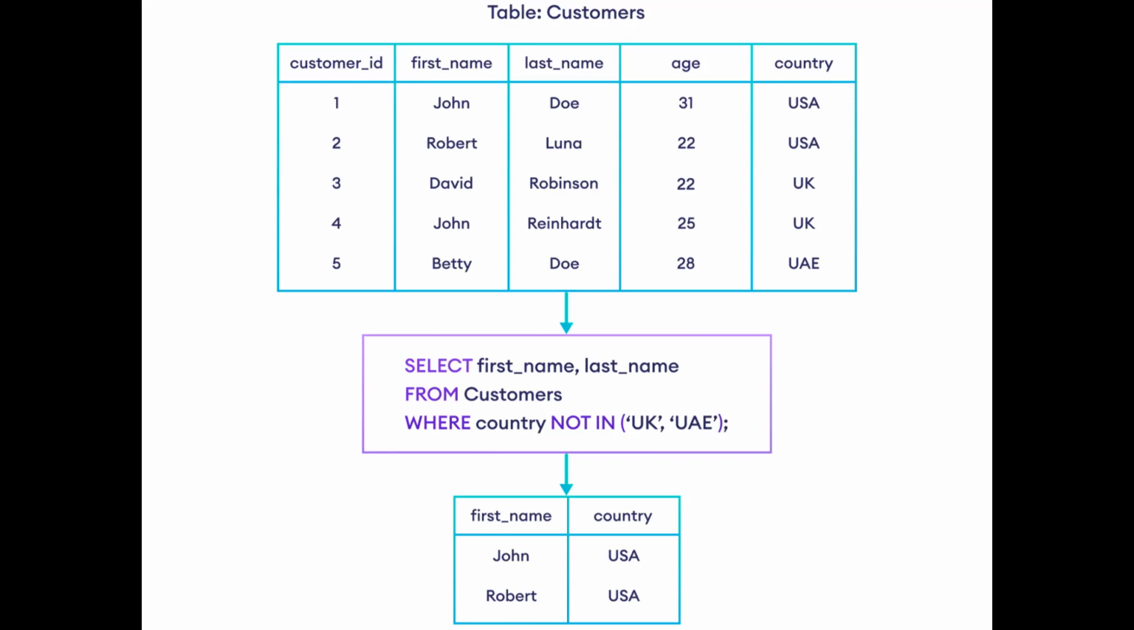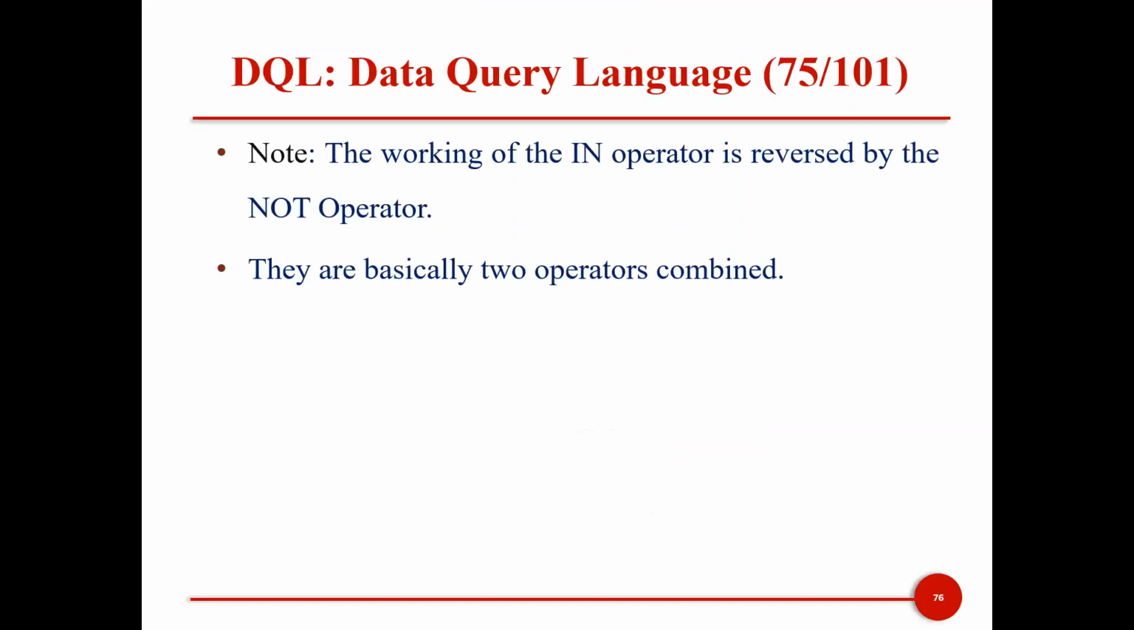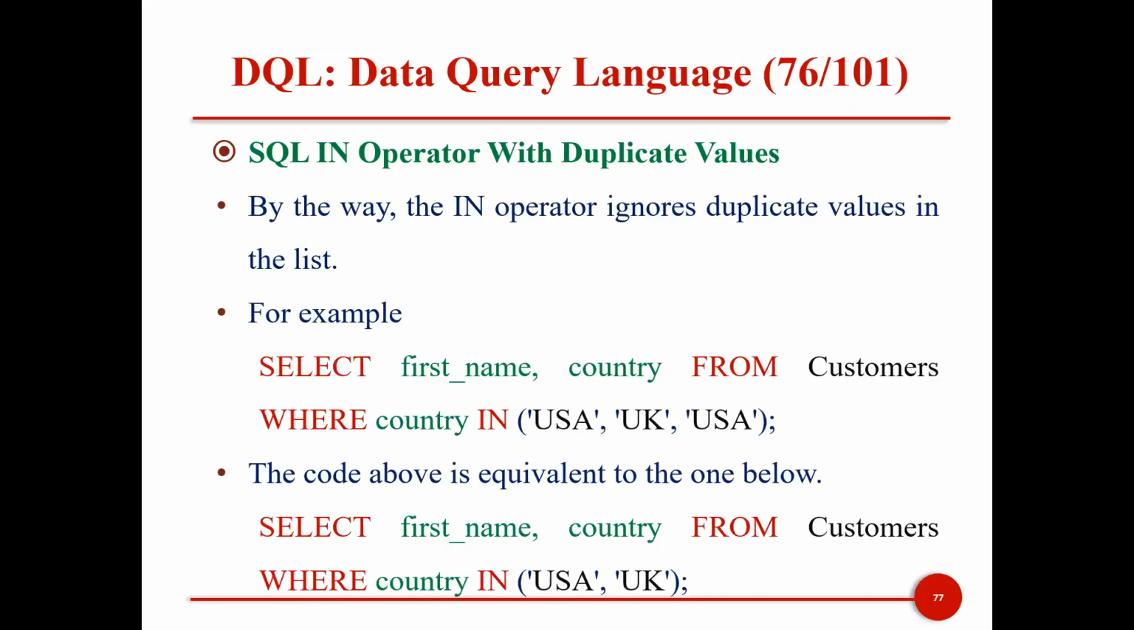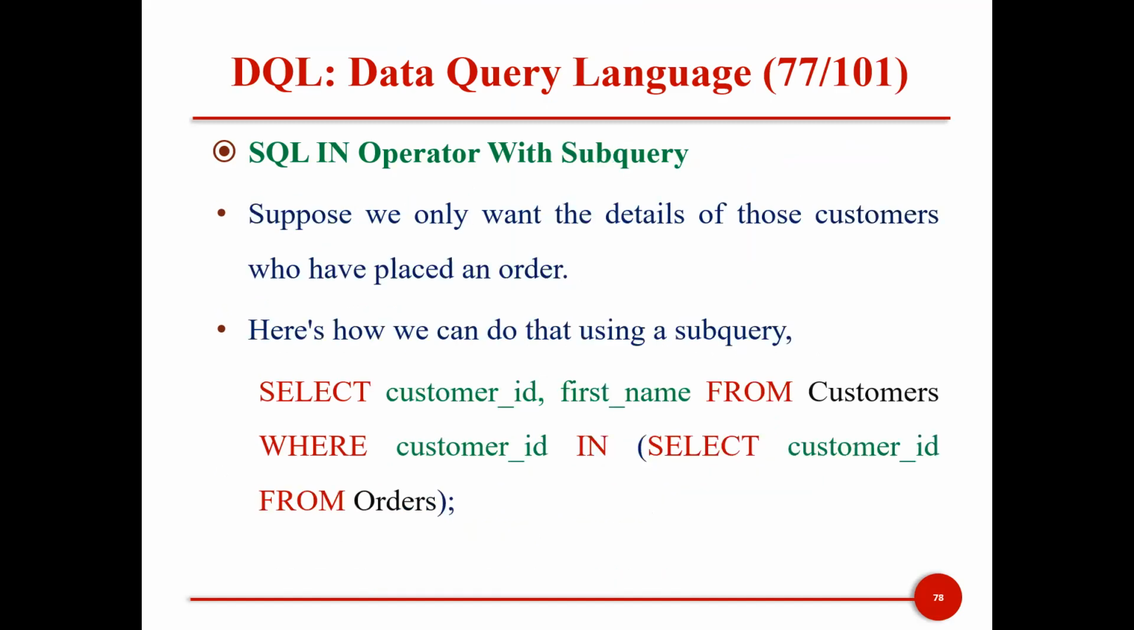So when you include this particular syntax, what happens? Whatever statement is here, it will display the list of all the customers who do not belong to UK and UAE, because we said they should not belong to these countries. This is an example of country in, or country not in. You can also see it here.